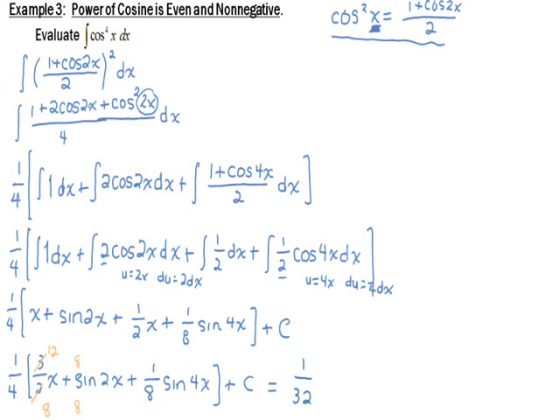Don't forget we already had a 1/4, and at that stage we could then go ahead and rewrite what's left. It would be a 12x plus an 8 sine of 2x plus, and then this 1/8 is already factored out, so all we would have left is the sine of 4x plus c, and that would be a suitable answer as well.